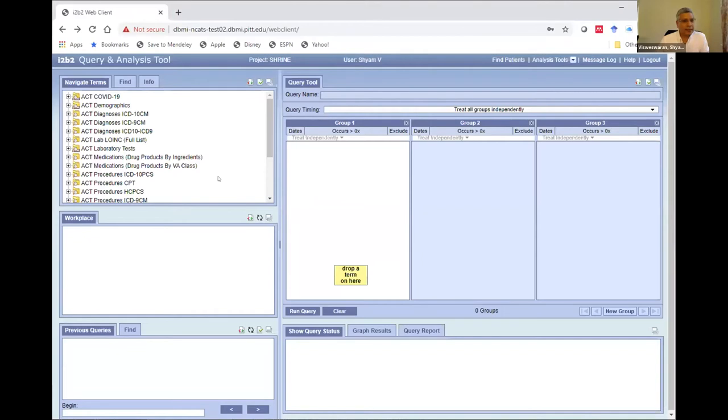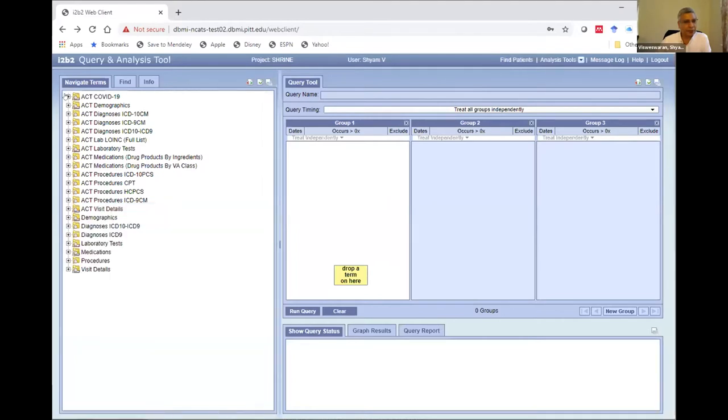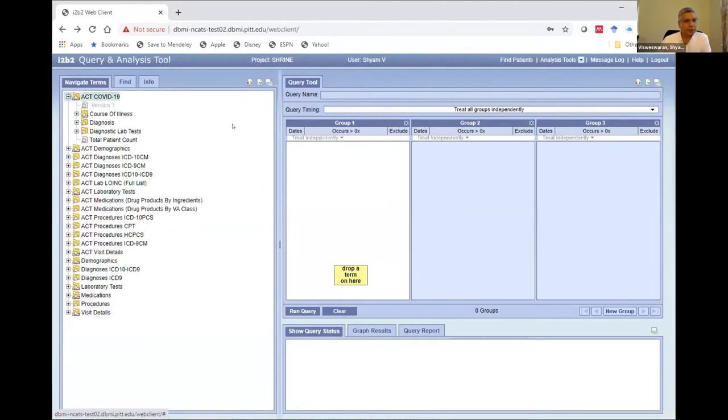So this is what you would see if you were to log into the ACT COVID network. What you see on top is the ACT COVID ontology, and then the rest of them are the standard ACT ontologies. So this is version 3, as you can see here. And we have the course of illness, the diagnosis, and the diagnostic lab test as the top level concepts currently.